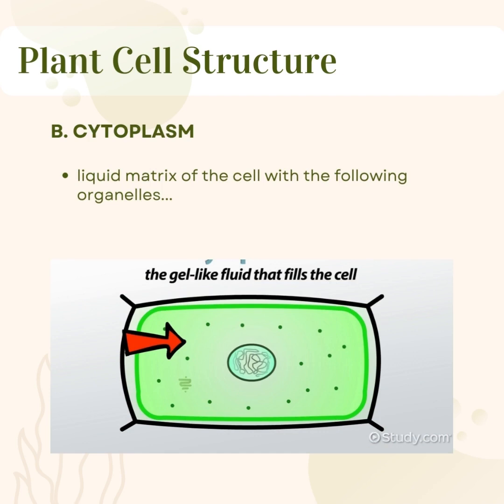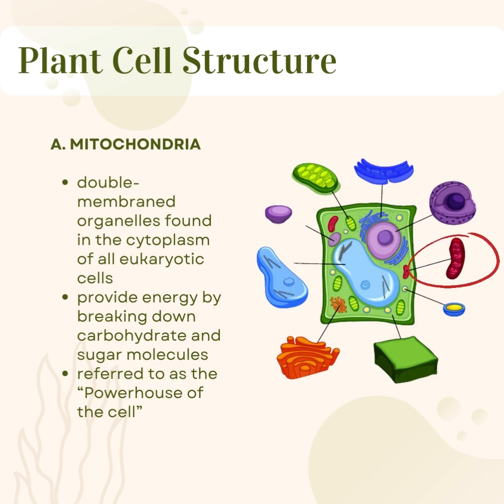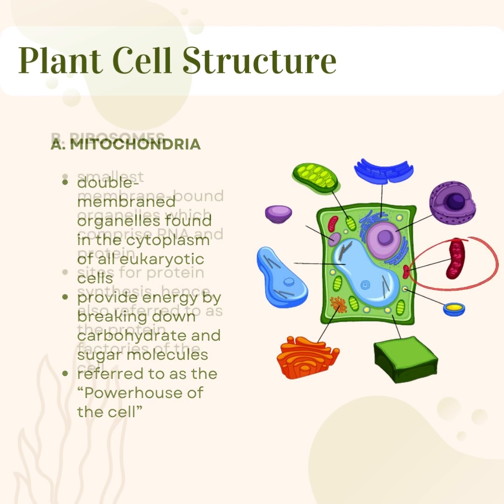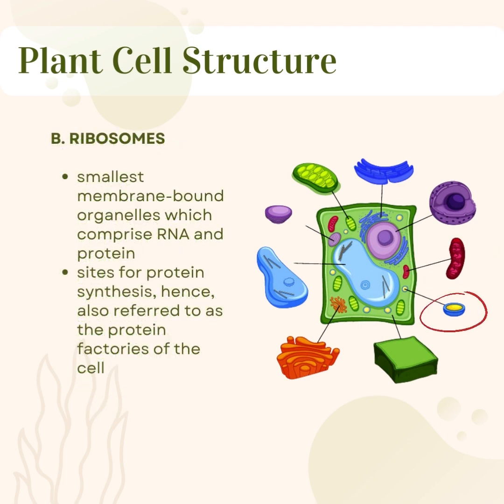Cytoplasm is a liquid matrix of the cell with the following organelles. Mitochondria. It is a double-membraned organelle found in the cytoplasm of all eukaryotic cells and provides energy by breaking down carbohydrates and sugar molecules. Because of this, it is referred to as the powerhouse of the cell. Ribosomes are the smallest membrane-bound organelles which comprise RNA and protein. They are sites for protein synthesis, hence, they are referred to as the protein factories of the cell.